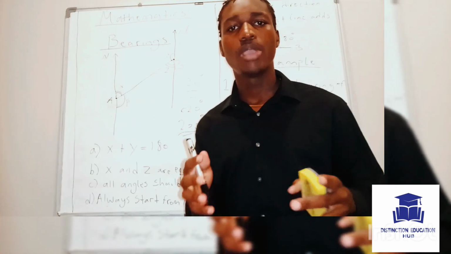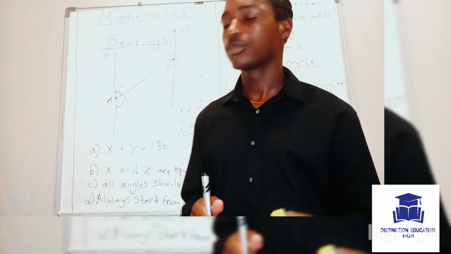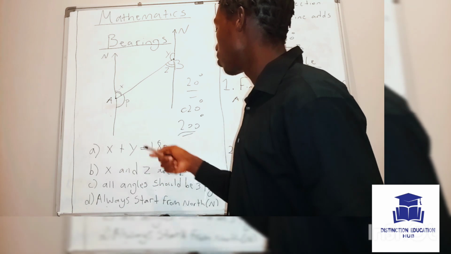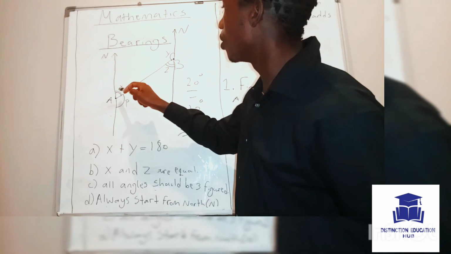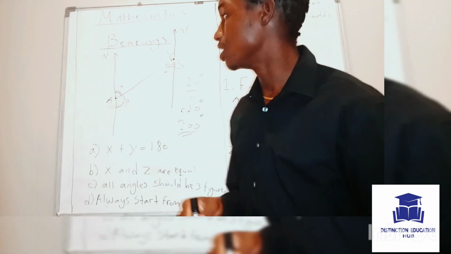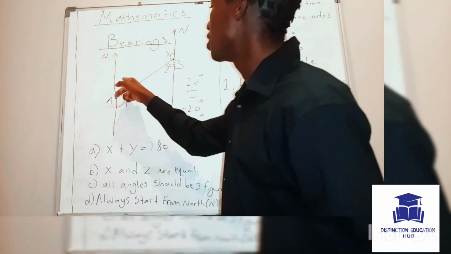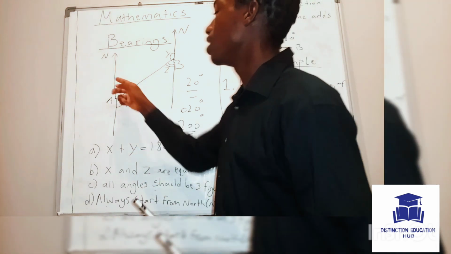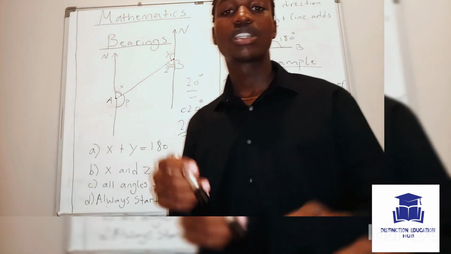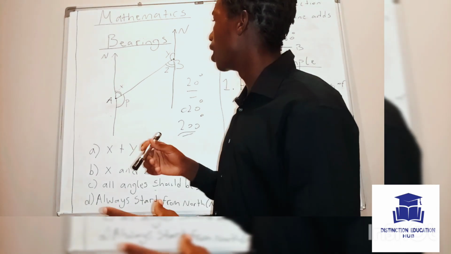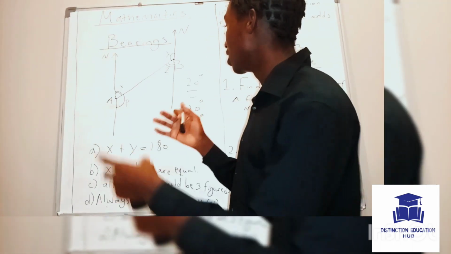So when you're dealing with bearings, there are certain things that you have to consider. A, x plus y is equal to 180. We have angle x and angle y here, so when you add angle x and angle y, you get 180 degrees. So let's say you have 9 degrees here, and you don't have an angle here, and they ask you to find the angle here. You just subtract 9 from 180, and the answer you get, you add it with the 9 degrees and you get 180 degrees.